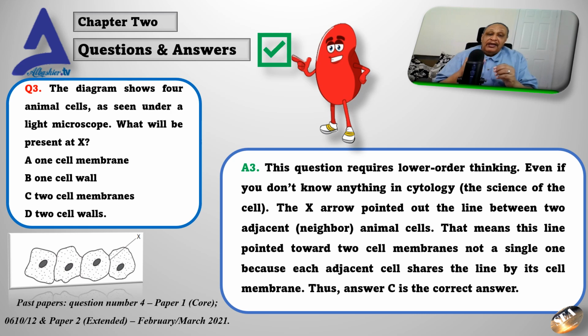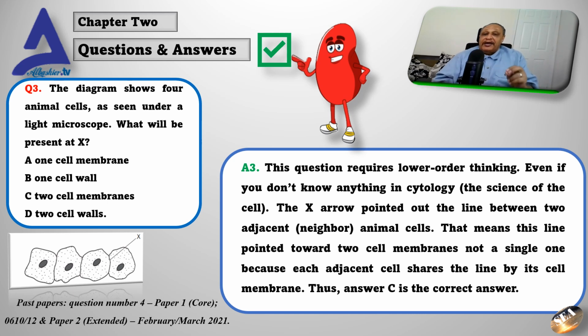What will be present at X? And the options are: A, 1 cell membrane; B, 1 cell wall; C, 2 cell membranes; and D, 2 cell walls. Now let us go for the answer to number 3, what I wrote for you.